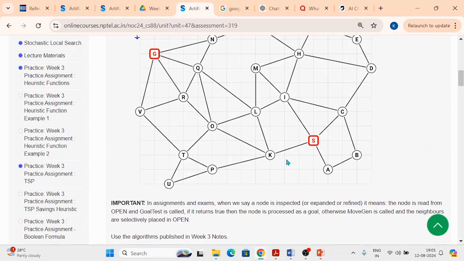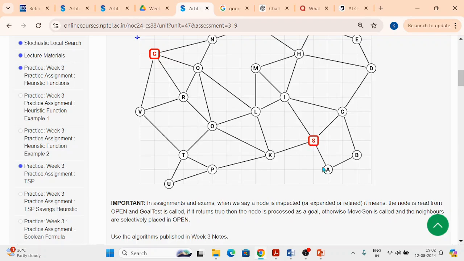So according to best first search, we will consider the node which has the least h of n value, that is, the node which is nearest to the goal node. They ask us to start from S. And before starting, we have to calculate all the h of n values for all the nodes. Okay, so starting from S.